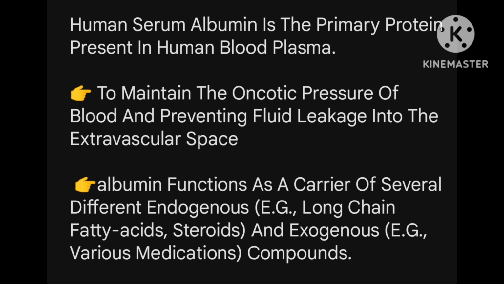Human serum albumin is a primary protein present in human blood plasma. The main function of albumin is to maintain the oncotic pressure of the blood and prevent fluid leakage into the extravascular space. In addition, albumin functions as a carrier of several different endogenous compounds such as long-chain fatty acids and steroids, and exogenous compounds such as various medications in our blood.